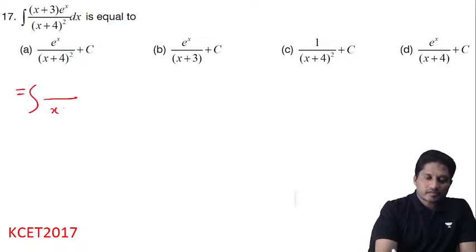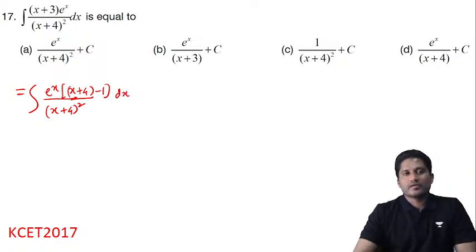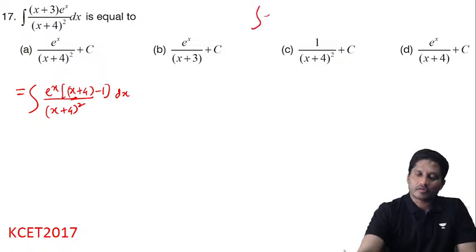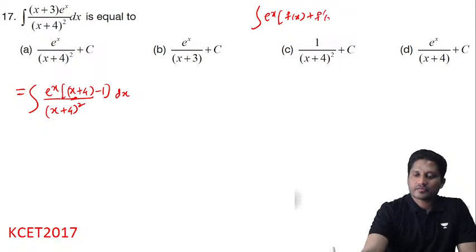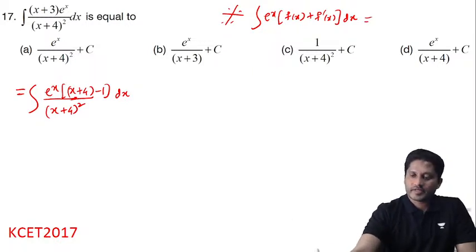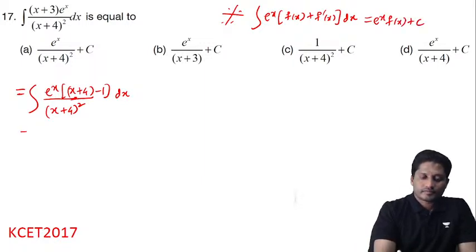The denominator is (x+4) whole square, and then this is e power x. x+3 can be written as x+4 minus 1, and dx. In NCERT exercise 7.6, integration by parts, you can see questions like this. You have problems based on e power x into f of x plus f dash of x dx. There are 5-6 questions; go through the textbook. All are standard questions. The formula is e power x f of x plus c. So it will reduce to the same form.